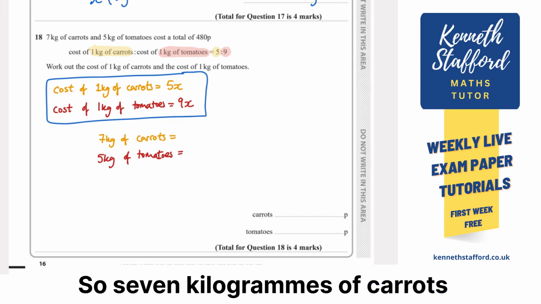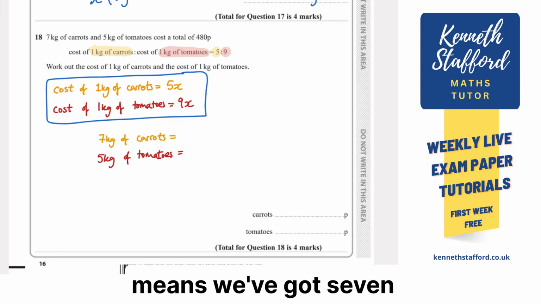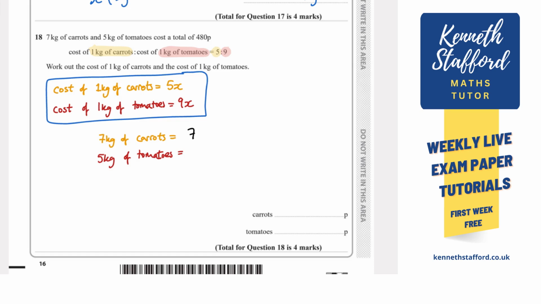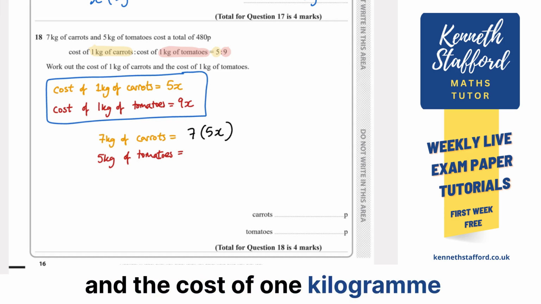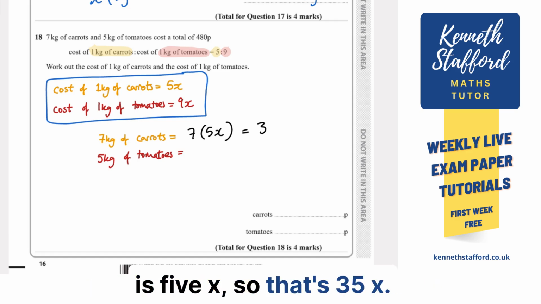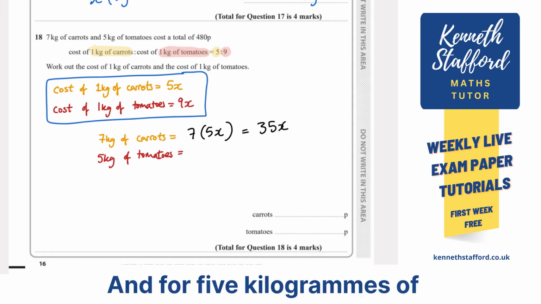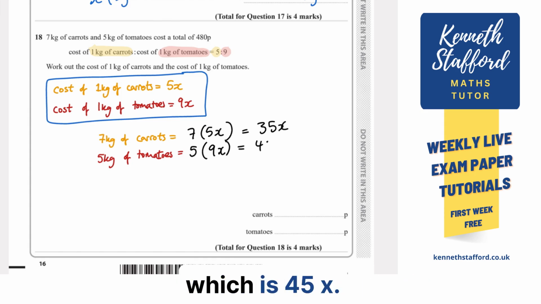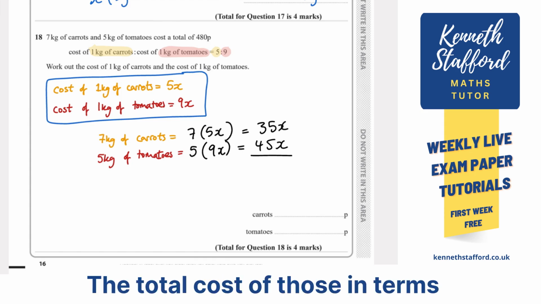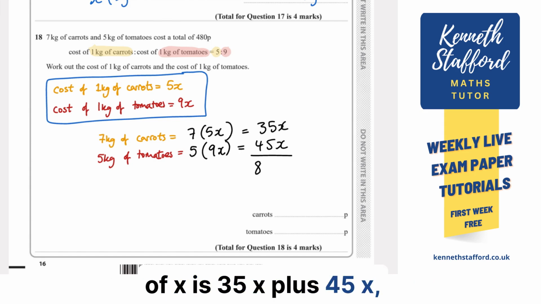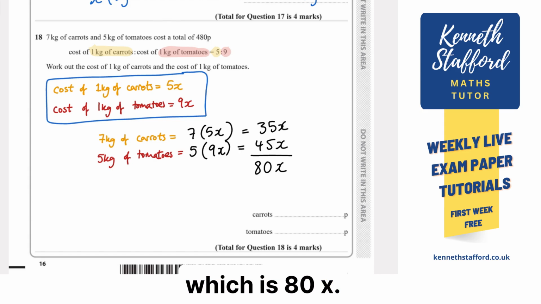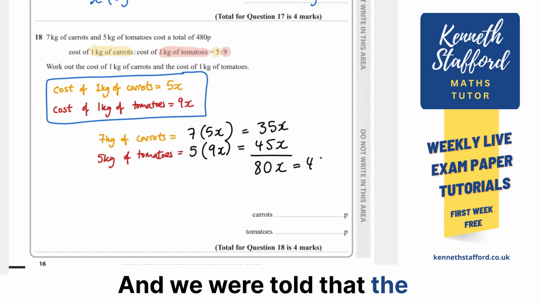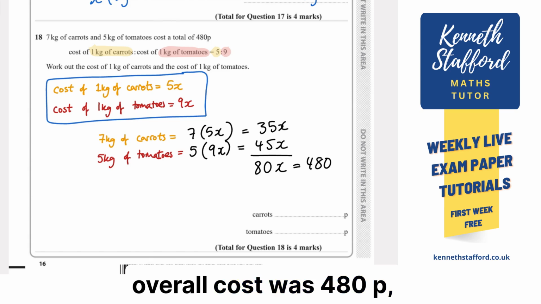So 7 kilograms of carrots means we've got 7 times 5x, because it's 7 kilograms and the cost of 1 kilogram is 5x. So that's 35x. And for 5 kilograms of tomato, we do 5 times 9x, which is 45x. The total cost of those in terms of x is 35x plus 45x, which is 80x. And we were told that the overall cost was 480p.